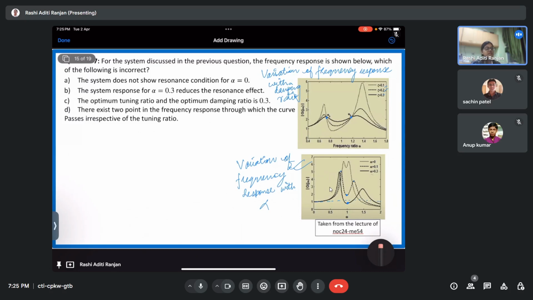So if I see now, see the options. The system does not show resonance condition for alpha is equal to 0. This is incorrect because it is showing somewhat resonance behavior. The amplitude is very high. Not very high, I would say high.